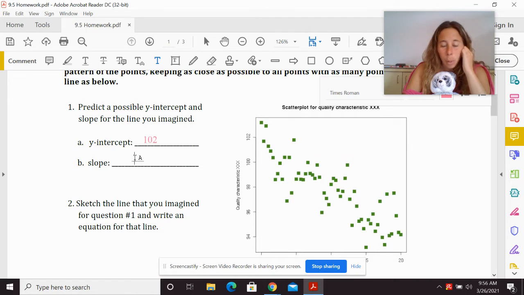Now, my slope. You want me to predict my slope? Well, let's think. Is this going to be a negative slope or a positive slope? Am I decreasing or increasing? I'm decreasing, right? Generally, as my x values increase, my y values are getting smaller and smaller. So I'm going to have a negative slope. Your slope should be negative.